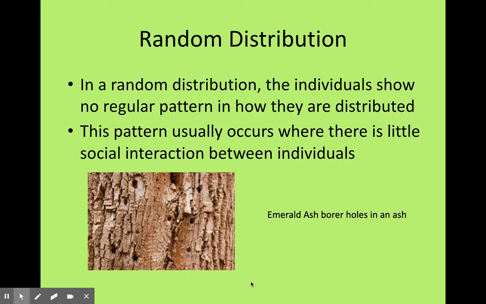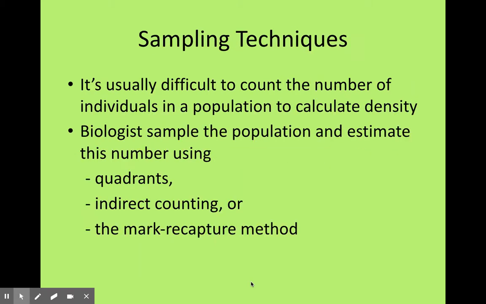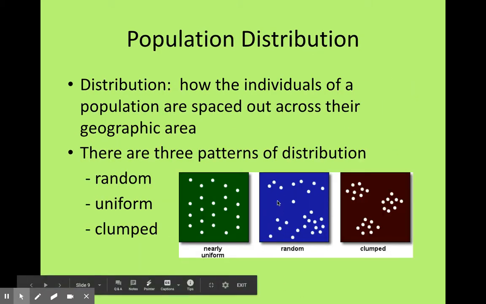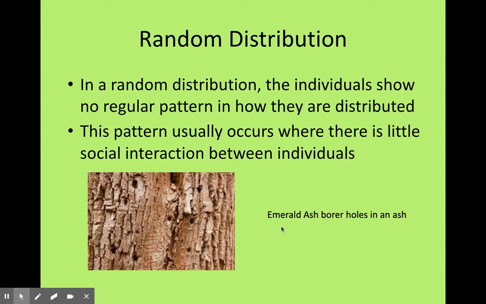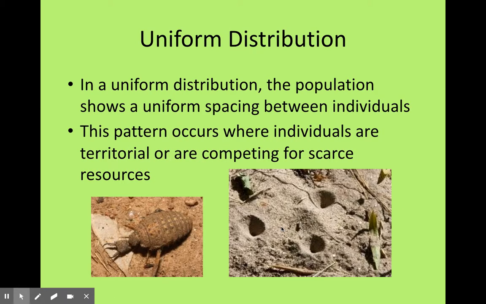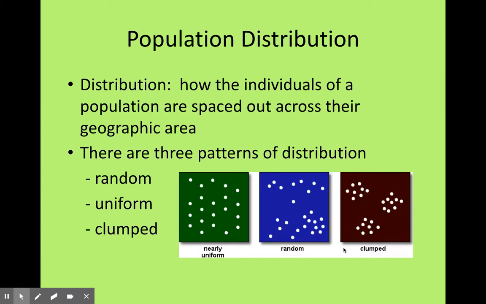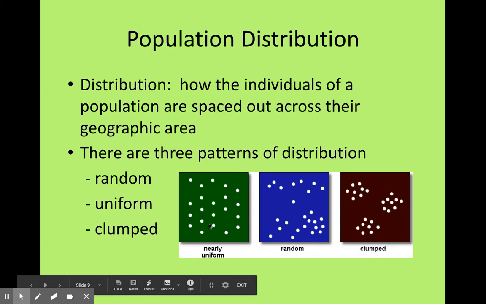First, we'll talk about random distribution. So, in random distribution, the individuals show no regular pattern in how they are distributed. This pattern usually occurs when there is little social interaction between individuals. So, if we go back to our picture, random is just the species or the individuals are kind of just wherever. The next one is uniform distribution, and that is when a population shows a uniform spacing between individuals. This pattern typically occurs where individuals are territorial or are competing for a scarce resource. So, uniform is typically pretty evenly spread out.